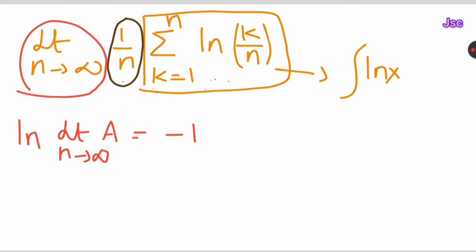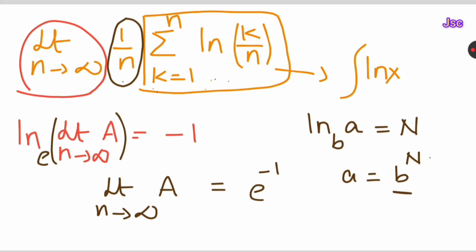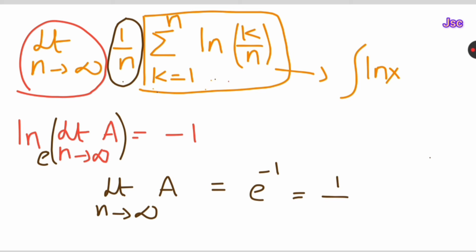Here we have taken natural log, that means the base is e. Now it is in the form of ln of a with base e. If that is equal to some constant, this logarithm function we can convert in terms of an exponential function. That is, a equals b raised to the power of some constant, that means base raised to the power of the constant. Similarly, here our a is limit n tends to infinity a, that is equal to e raised to the power of minus 1. e raised to minus 1 we can write as 1 over e.